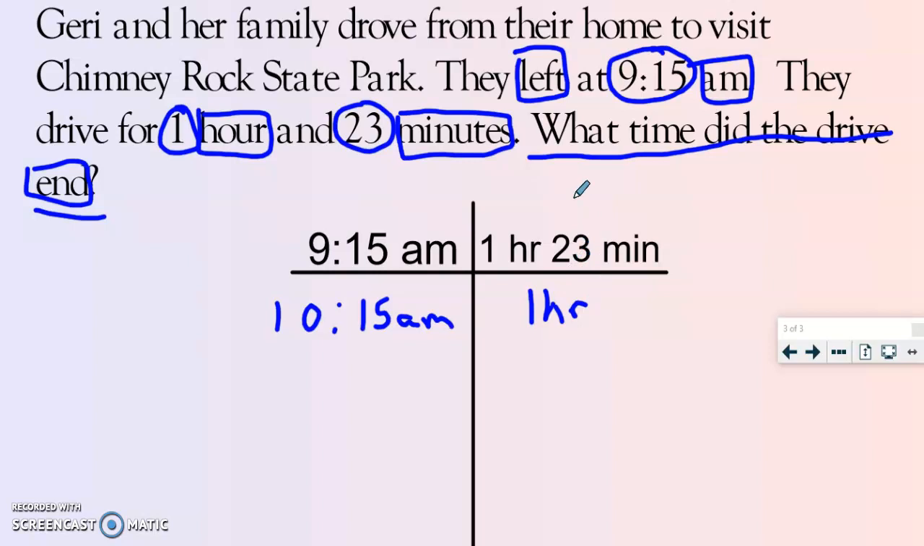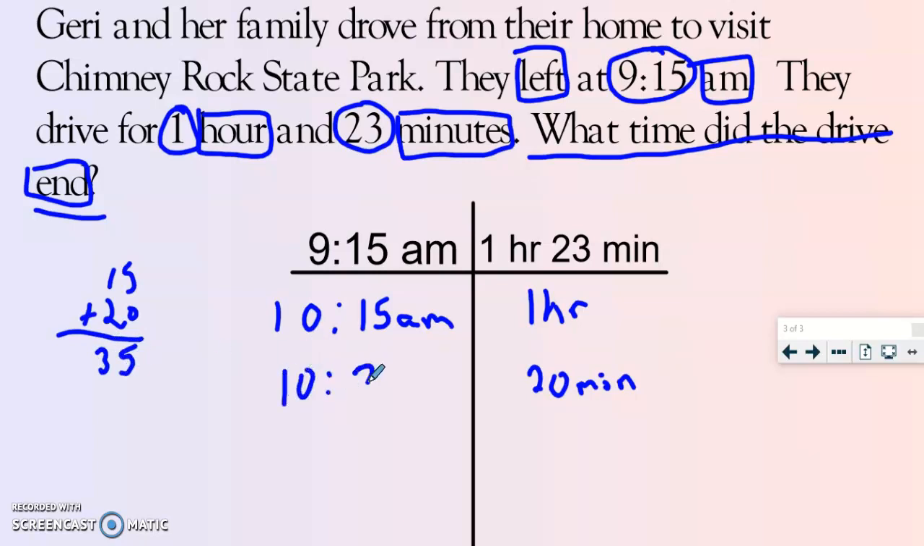Okay, well, you know what? You can make this as easy as you want. I'm going to just do the 20 minutes first. Okay, I'm going to break that 23 up into smaller numbers that are easier for me to work with. And then if I add the 20 minutes, it's really just as simple as adding 15 plus 20. Okay, and you get 35. So now I'm up to 10:35 over here, still in the AM.